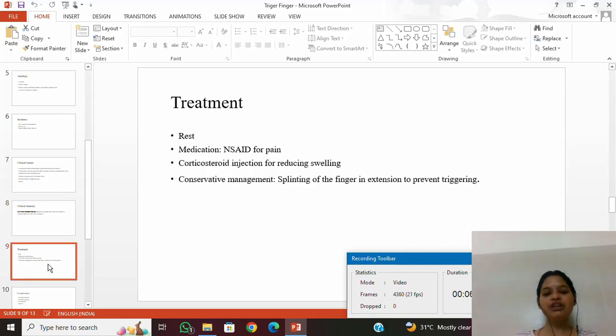So what treatment can we give? In treatment, first is rest, medication, non-steroidal anti-inflammatory drugs, corticosteroid injection for reducing swelling, and then conservative management, splinting of the finger in extension to prevent triggering. And there are some protocols after trigger release surgery.